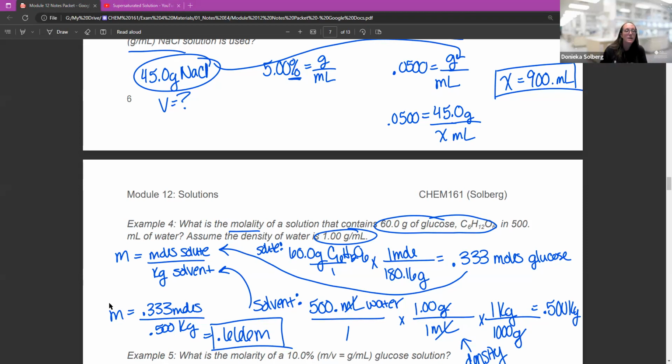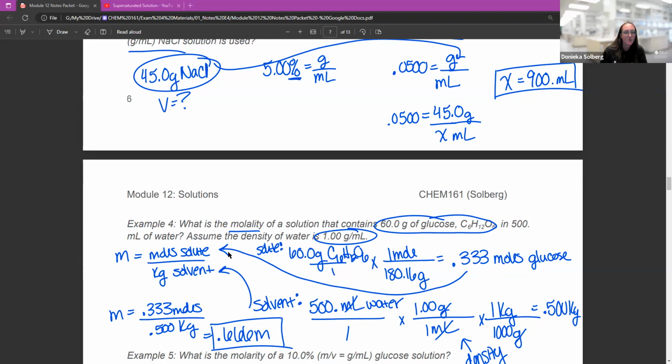Now I did give you this for a purpose and I will show you why. So I need molality. Molality, lowercase m, is moles of solute per kilograms of solvent. So what do I have? Well, I have 60 grams of glucose and I know that's my solute. And I have 500 milliliters of water, which is my solvent. So I need to determine both parts. Well, this is in grams and I need moles. So all I did is convert my glucose using its molar mass to moles.